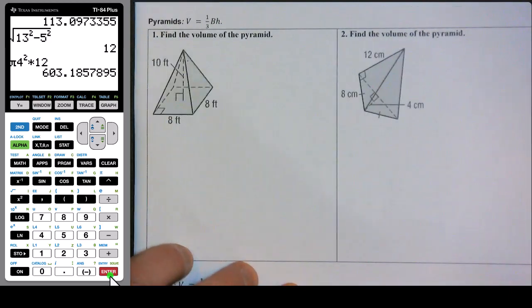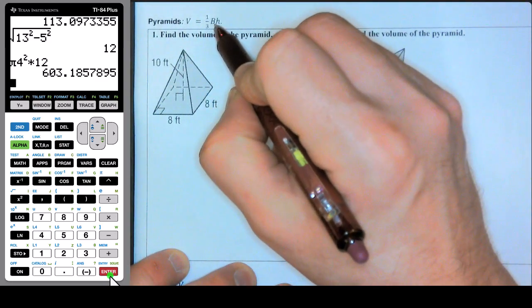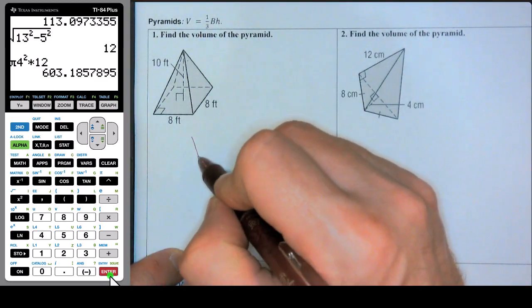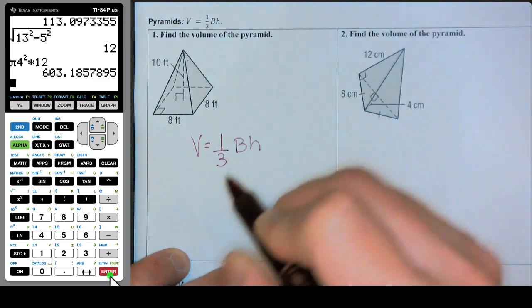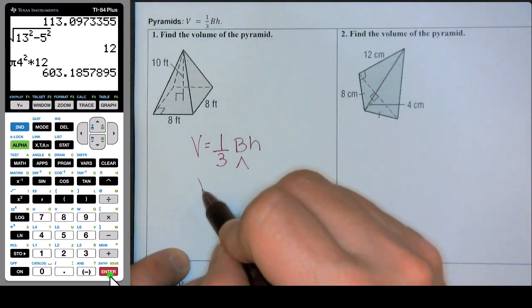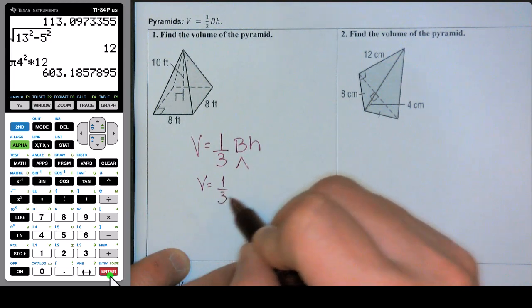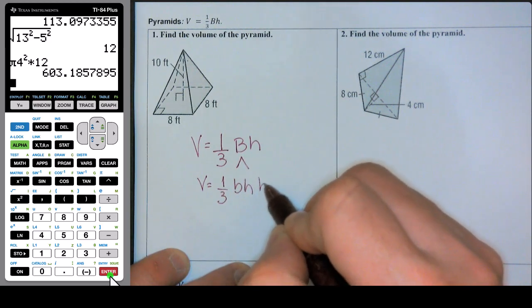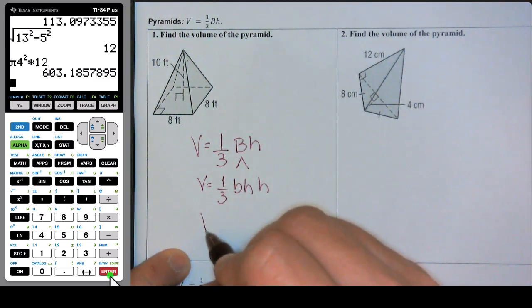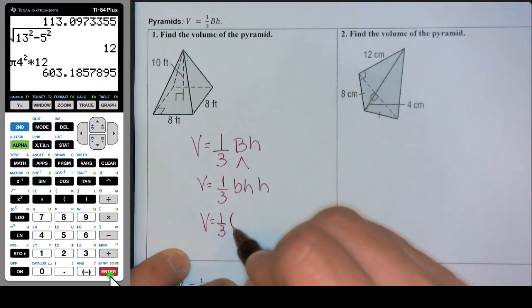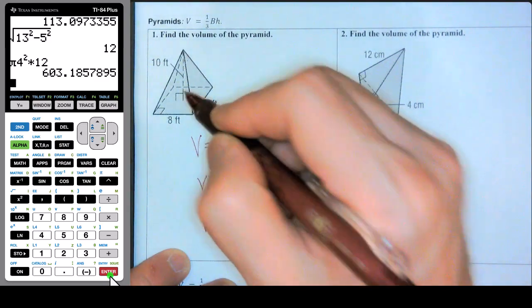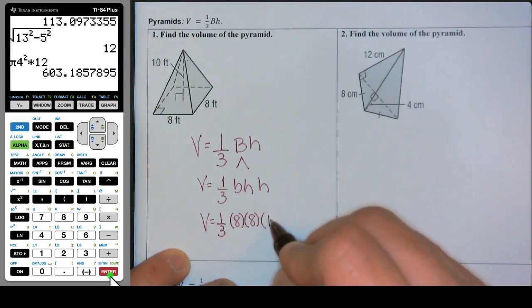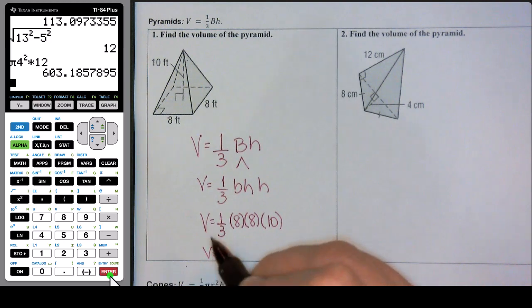And there we go. Here we have the next page, and we're going to talk about pyramids now. The formula is 1/3 area of the base times height. So here we'll plug it in the formula, and the base of this pyramid is a square, which the formula is base times height. So this would be 1/3, the base is 8, the height is 8, and the height of the pyramid is 10. We put that in the calculator. Let's see what we get.